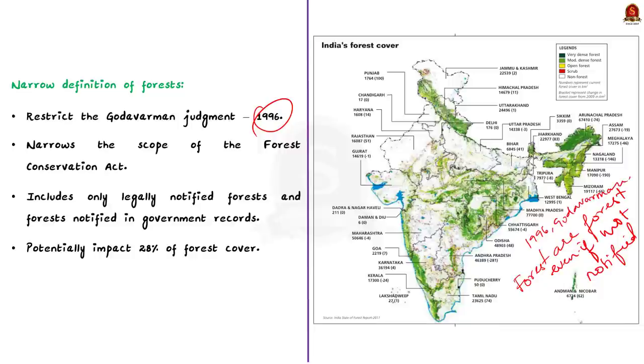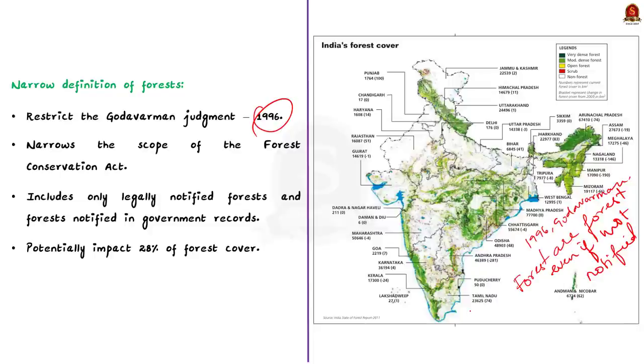This change in definition could potentially impact around 28% of India's forest cover. While these forests may include just fruit orchards and plantations, they are also needed for conservation of India's rich biodiversity. If you don't understand, let me explain it with an example.